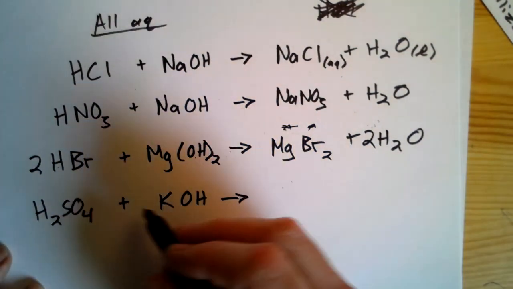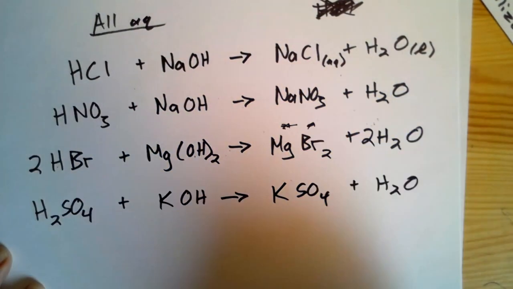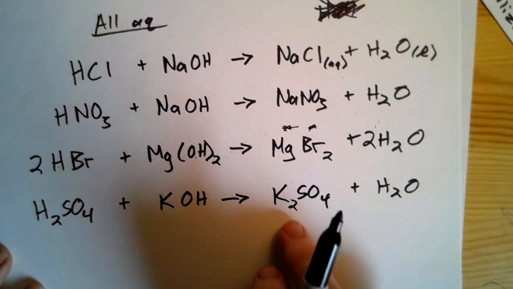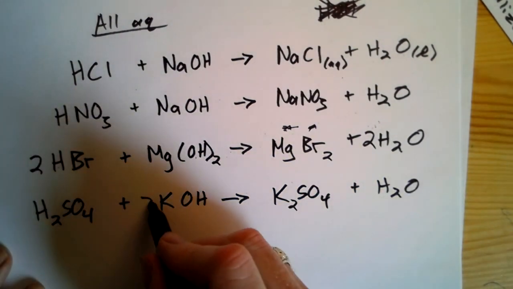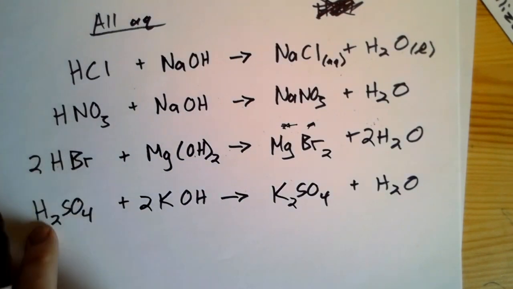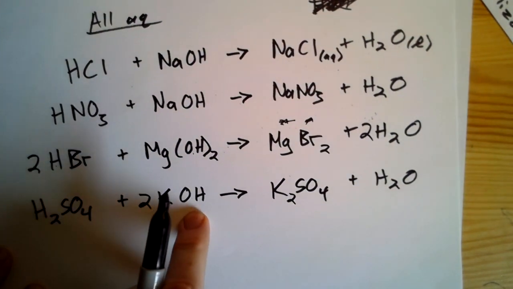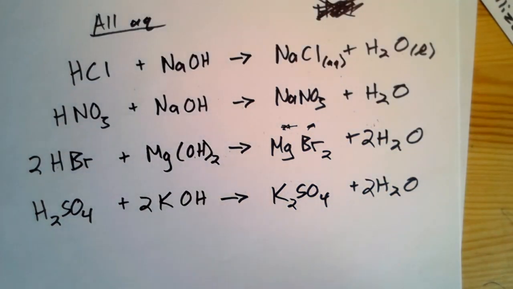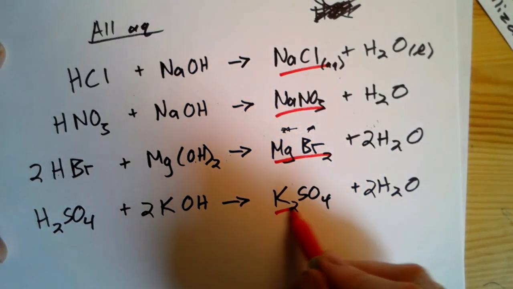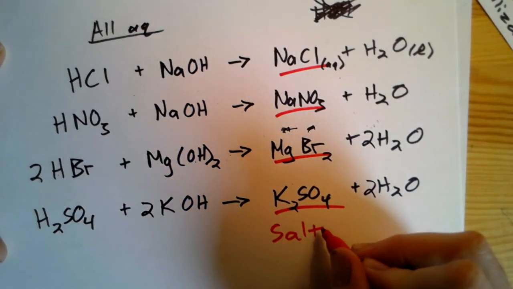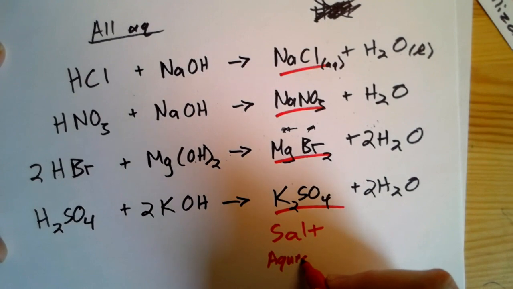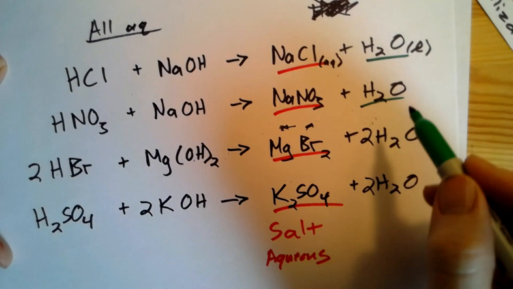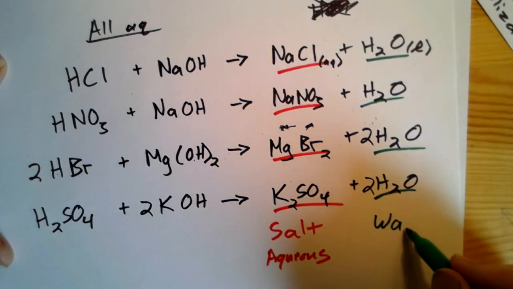And then H2SO4. Okay, fix your products again. KSO4 doesn't exist. Make it K2SO4. And then put a 2 right here to balance that potassium. 2 hydrogens, 2 hydroxides makes 2 waters. So each one of these is my salt that is still aqueous. I didn't just precipitate out a whole salt. And each one of these is my water.